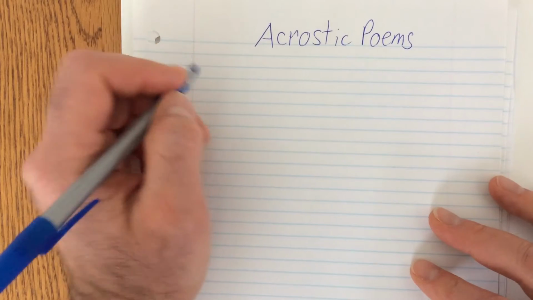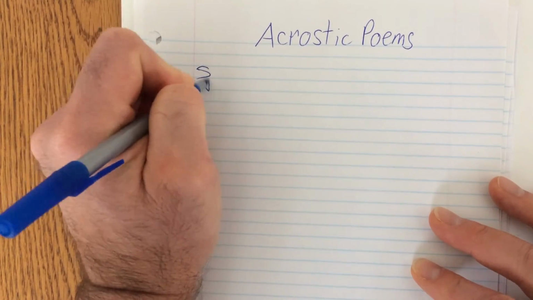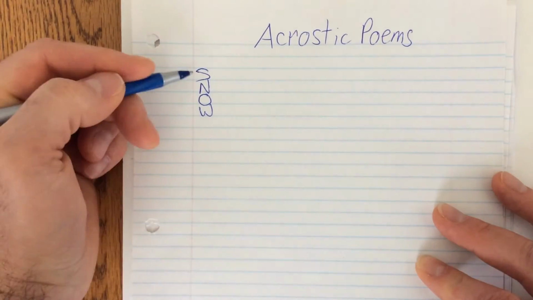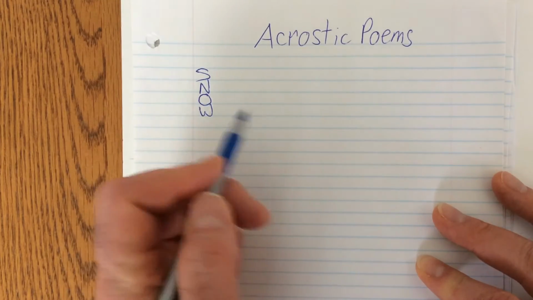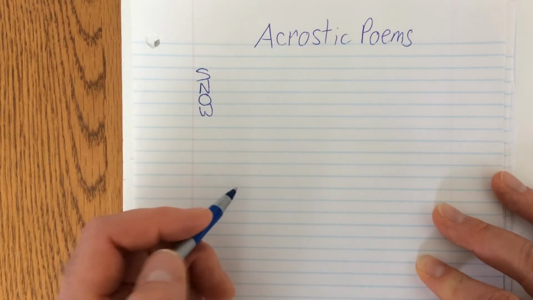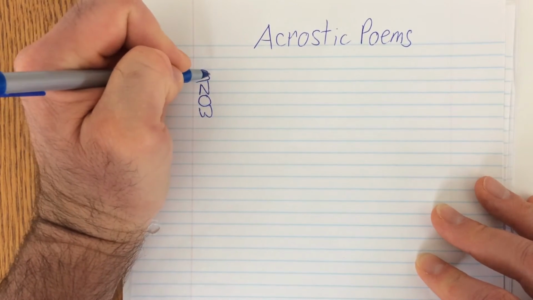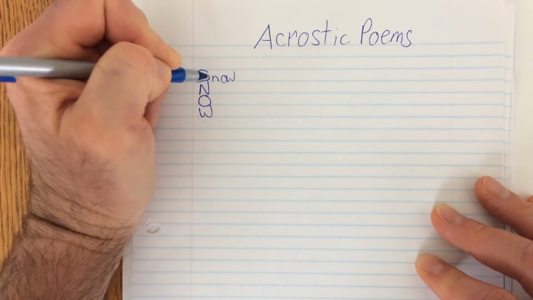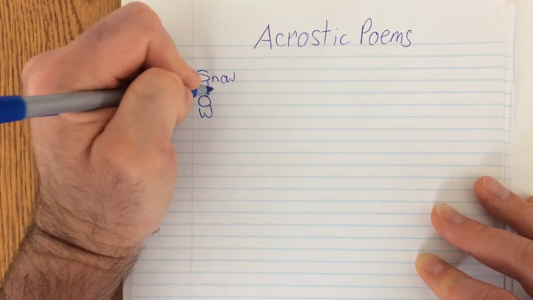So say the word was snow. So what we do with capitals is we put the word down. Okay, so we've got the word snow. Now what we do is we write things about snow going across, hence the acrostic poem. All right, so this is what a lot of kids do when they first learn to do these. Snow, right? Snow. So I don't want that repeating kind of thing.